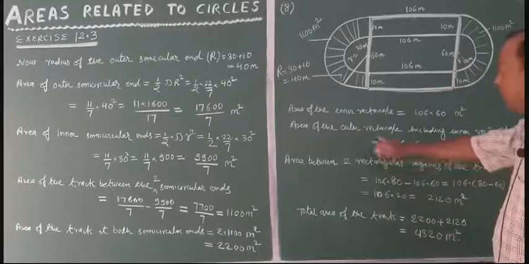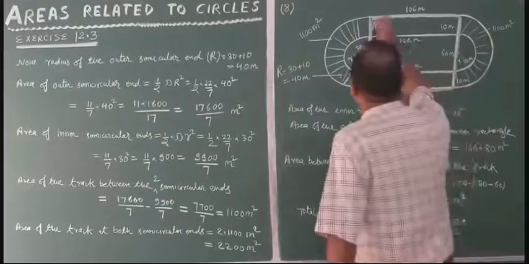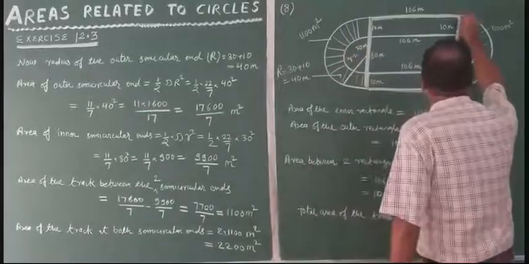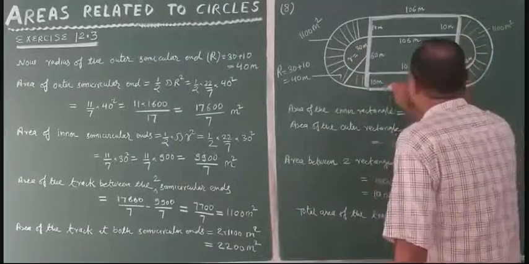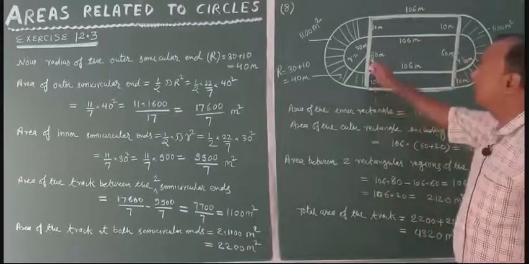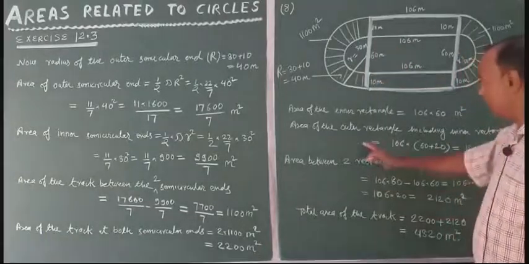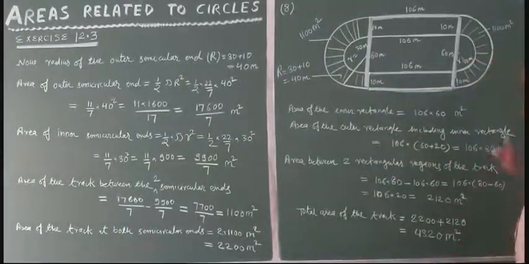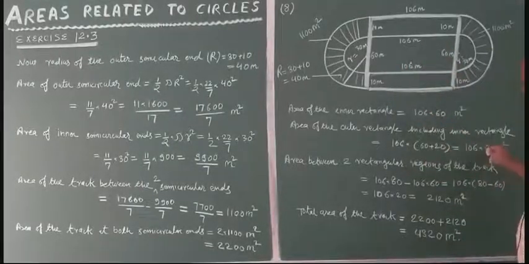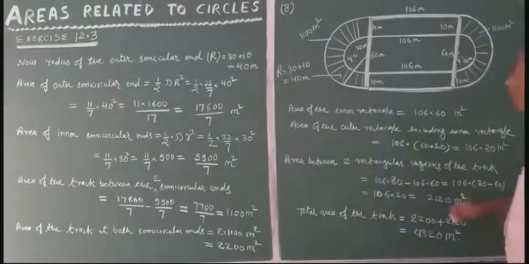Now area of the outer rectangle including inner rectangle. This includes the area of inner rectangle also. So the length is same 106 meter, and what about the breadth? This 60 plus 10 plus 10, that is 60, 70, 80. Area of the outer rectangle including inner rectangle will be 106 into 80 meter square.